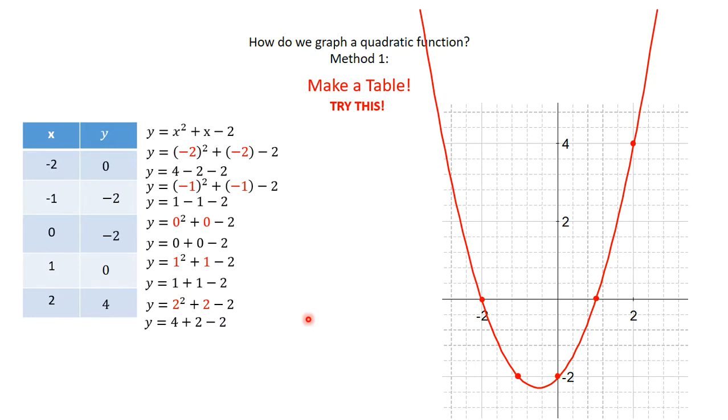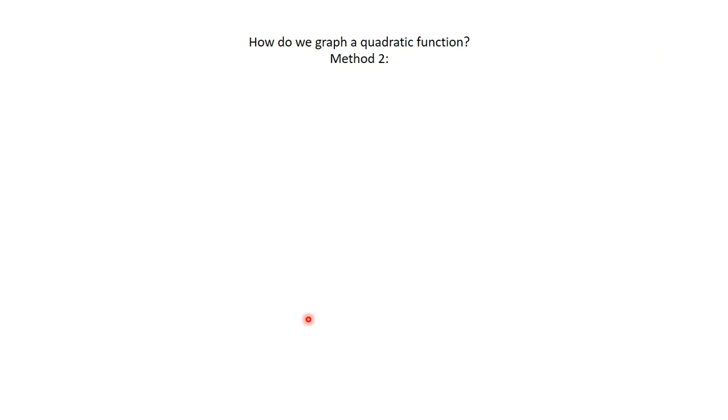Alright, so how'd you do on that one? Did you get it? Did it look like that? I hope so. If not, did you see where you made a mistake? Alright, so that was the first method on how we graph quadratic functions. The second method is by using transformations.